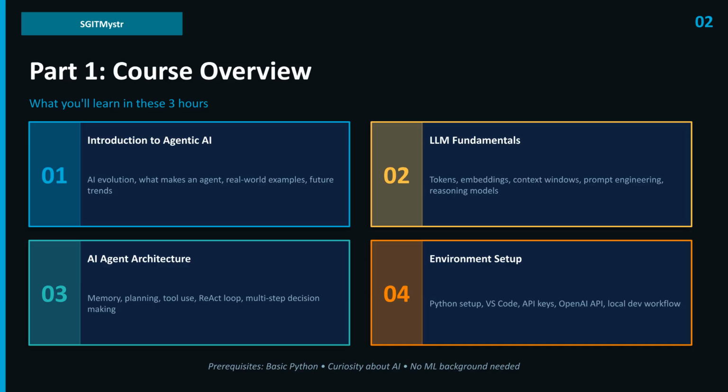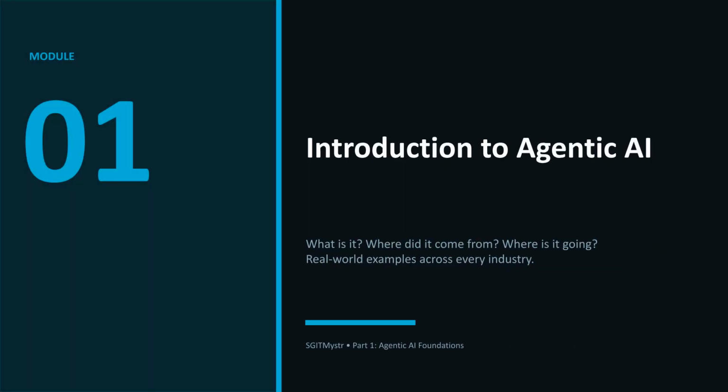This video will cover 4 main areas. We'll start with an introduction to Agentic AI, covering evolution, examples, and trends. Then, we will dive into LLM Fundamentals. Next is AI Agent Architecture, followed by Environment Setup. Module 1 is the Introduction to Agentic AI. We'll explore what it is, its origins, where it's headed, and look at real-world examples across different industries.